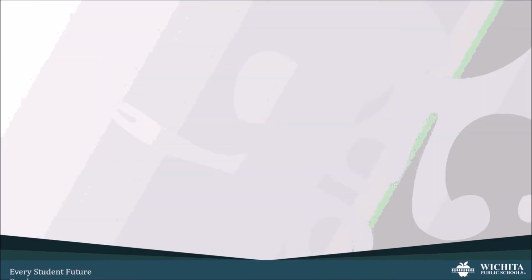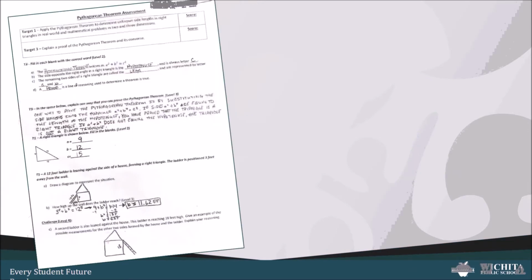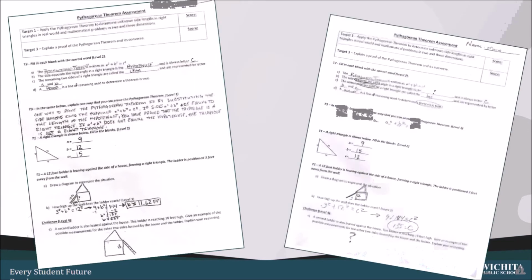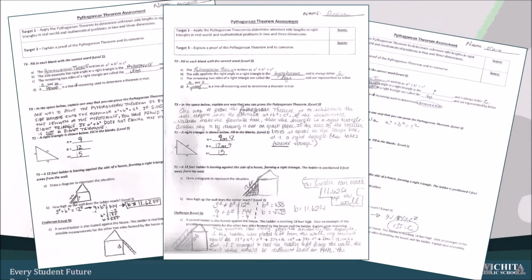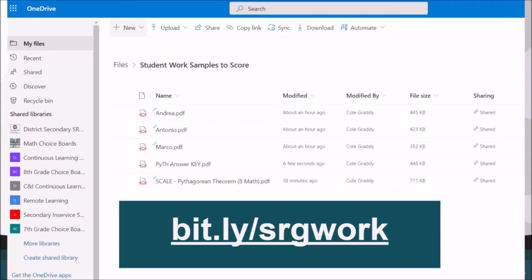Our activity is going to center around 3 pieces of student evidence. First, we'll look at Antonio's assessment, then we'll look at Marco's assessment, and finally we'll look at Andrea's assessment. With your group, you're going to be scoring each student's work, discussing how you scored them, and then I will also give a quick breakdown of how I would score the student work, and you can compare your scoring to my scoring. The bit.ly link posted on the screen right now will take you to a OneDrive folder with PDF documents of each student's work. It also has an answer key to the quiz, along with the actual scale, the Pythagorean theorem scale for 8th grade that we are going to use to score our student. Please pause the video and take a minute to locate these materials.